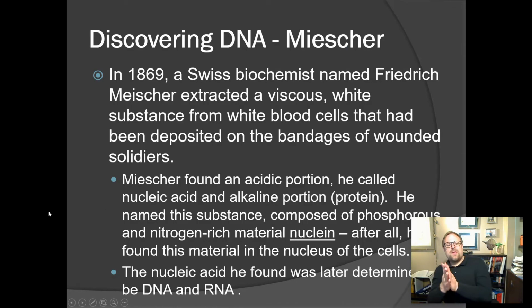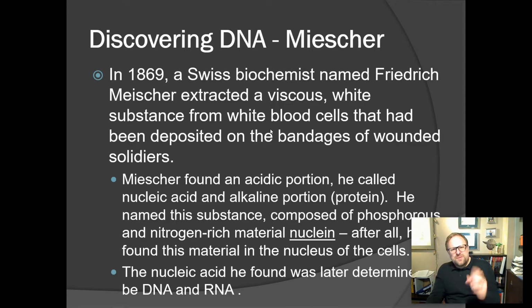We're going to start in the 1860s with a Swiss biochemist named Friedrich Miescher. I don't know if I pronounced that correctly, but that's how I'm going to do it, and if I did it wrong, somebody can come and correct me sometime. He was working in hospitals during a war, and what he ended up doing was extracting a viscous white substance out of the bandages of wounded soldiers, which we should be able to identify as the pus that comes out of the bandages.